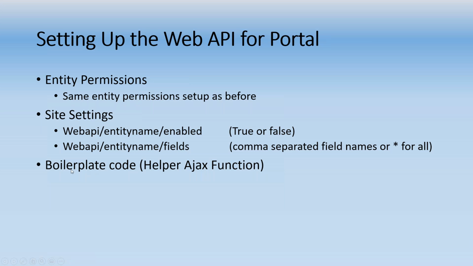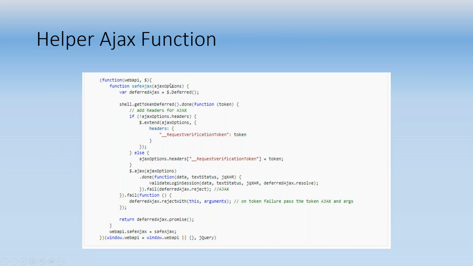And there is a boilerplate code. It's just a small helper Ajax function that Microsoft provides to us so that we can call those operations. This is the Ajax function. You just copy it, put it in a web template and reuse it. In my case, I like to put it in a web file, maybe in the footer of the website, so it's loaded at the website level and I can call this webapi object from anywhere in the website.